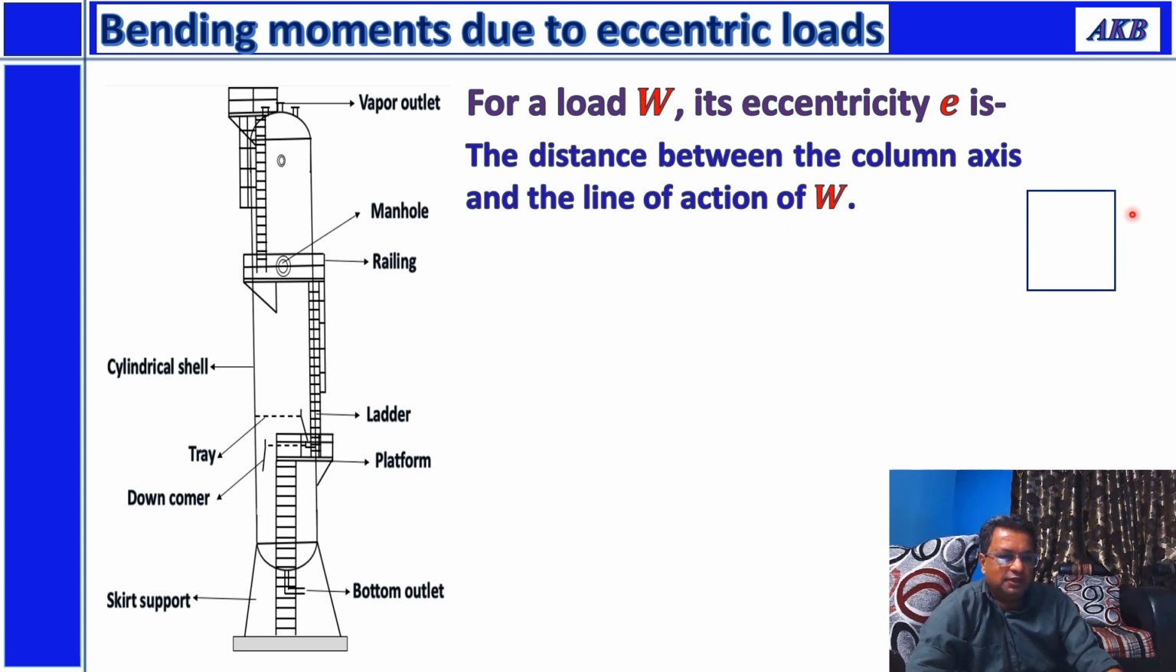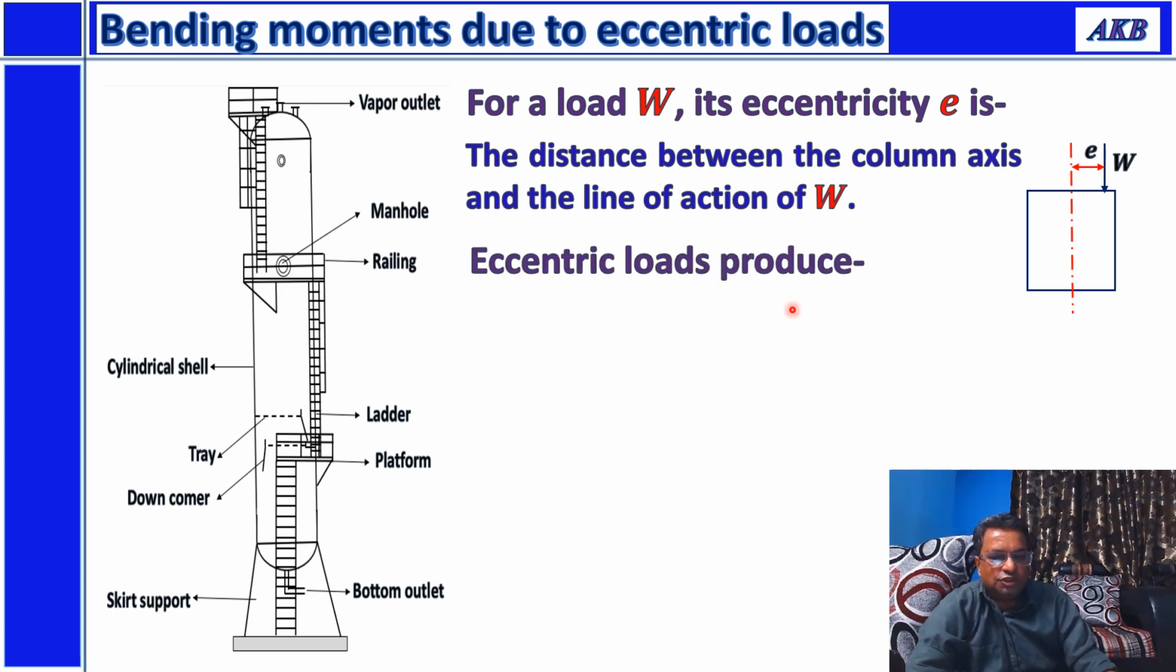So for example, if you represent a column by this simple rectangle, and if this is the central axis of the column, and if load W is acting over here, then as per definition, the distance between this line of action and the axis of the column will be the eccentricity for this load. So it will be E, the distance between the line of action of the load and the axis of the column. That will be the eccentricity for this particular load.